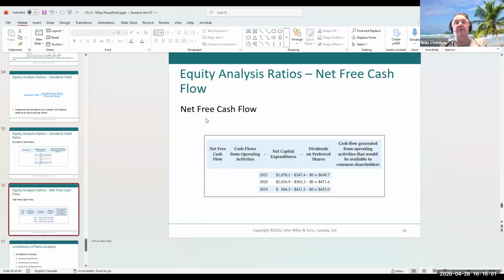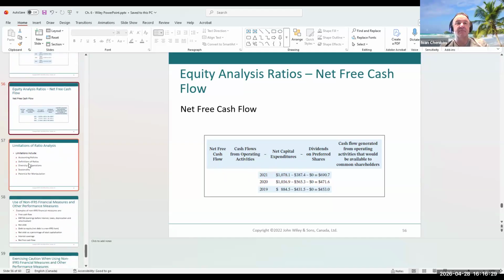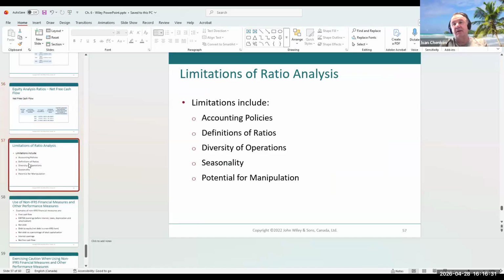Equity, the net free cash flow will be the cash flow from the operating activities, that's from the cash flow statement analysis, minus the net capital expenditure. So how much we're planning to spend, or we already spent, minus the dividend on the preferred shares, if they're preferred shares, and whatever is left will be the net free cash, which is available to the owners of the company.